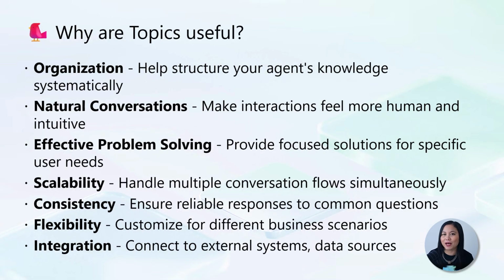Let's next learn about why they're useful. Topics are the backbone of organized, effective agent conversations because, well, they help structure your agent's knowledge in a way that feels natural to users. Instead of having one giant conversation flow, topics help you create clear, goal-oriented conversations that quickly address specific user needs. This structure allows your agent to deliver consistent and dependable answers while still being flexible enough to manage multiple conversation types at the same time.